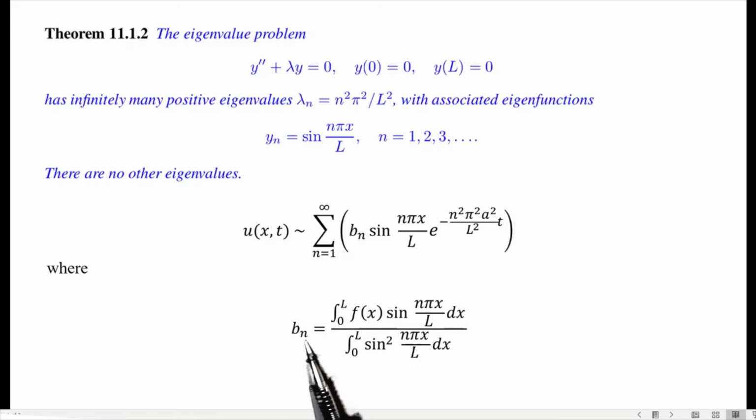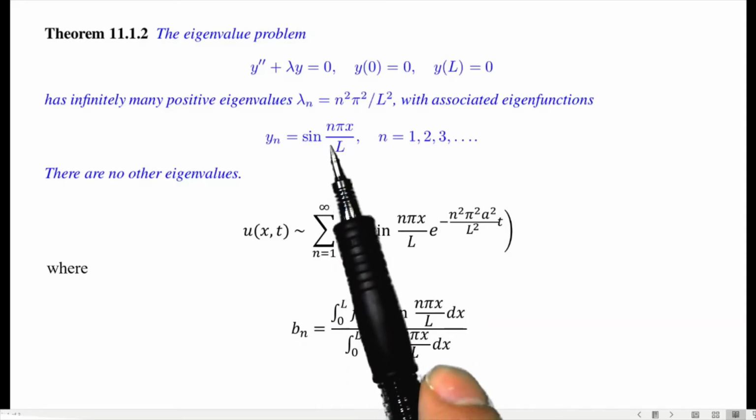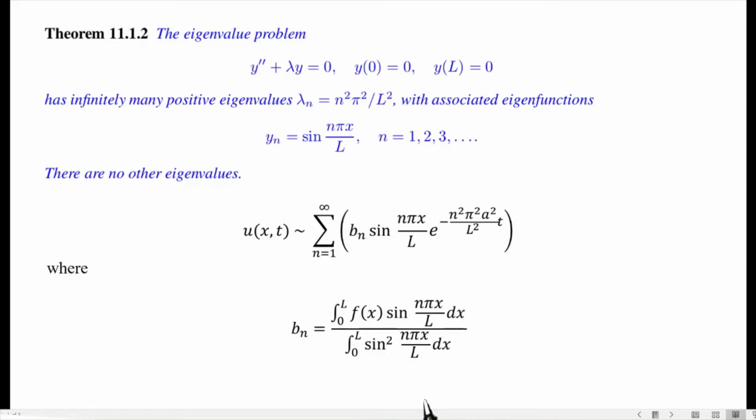And that's exactly what this formula is doing. When I project our function onto an eigenfunction, the projection coefficient is given by this. This is the projection of our initial function onto each one of these for each n. Okay? So this is something we need to compute to solve this problem.